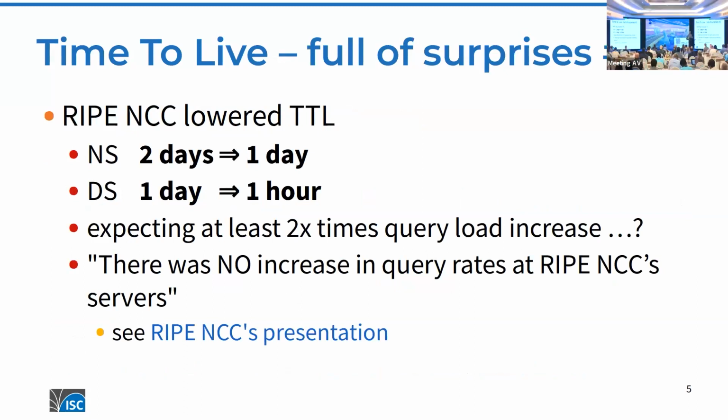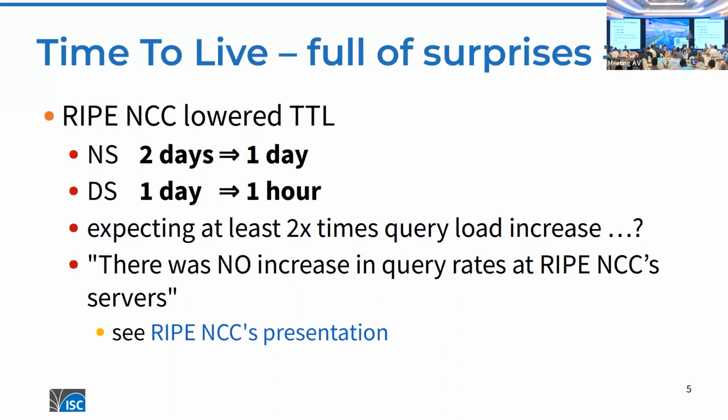So we've established that it's really hard to tell what's going to happen until you try. Some big operators actually did change TTLs at large scale, so we can learn from their experience. One of the recent cases was the RIPE NCC, which went from 2 days to 1 day in case of NS records, and for DS records even shorter. So the theory would predict approximately doubling the number of queries seen on the authoritative servers. But that's not what happened. In practice, there was absolutely no difference.